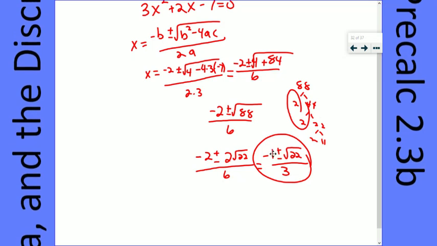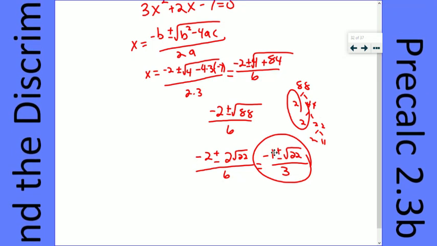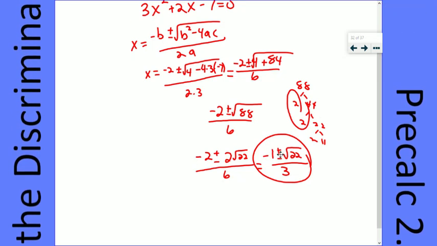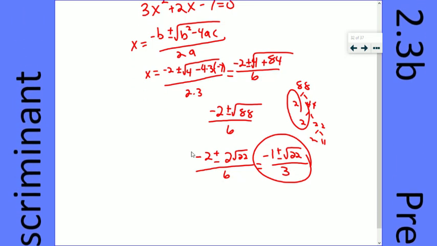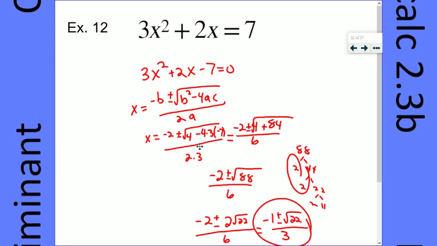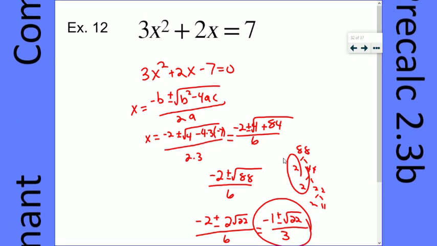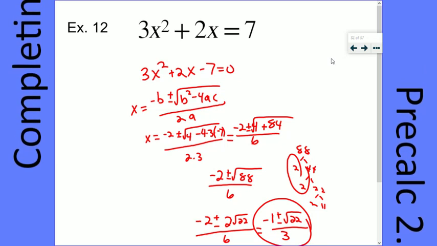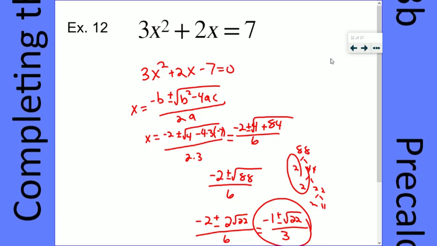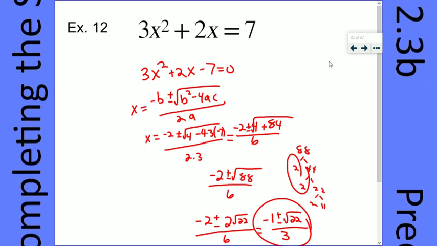So I just factored a 2 out of the top, a 2 out of the bottom, and we're left with negative 1 plus or minus the square root of 22 over 3. Okay, so that's what you should have gotten for this guy. All right, again, the most important thing is that you're making a decision as far as how you want to try to solve these, and then following through on that decision. And then if that doesn't work, I need you then to back up and try something else.